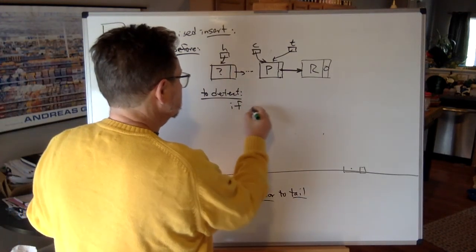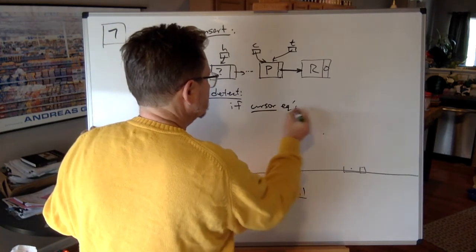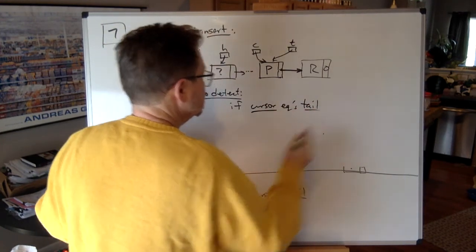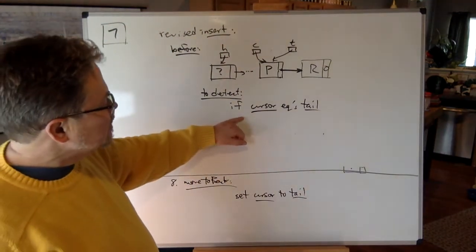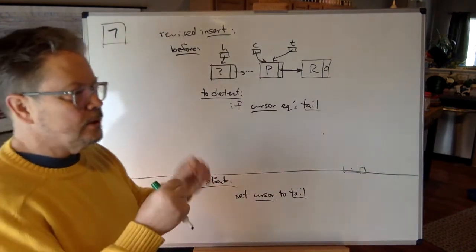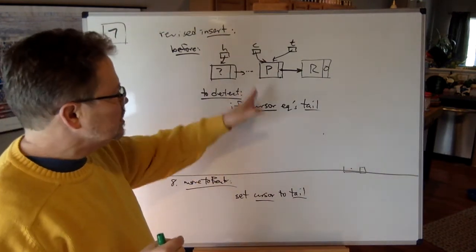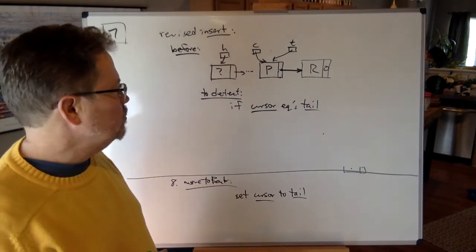If cursor equals tail, ta-da! If cursor equals tail, then our special case is kicked in. That means that we just now, with the insert operation we already had, inserted a new node in the list. So what can we do?